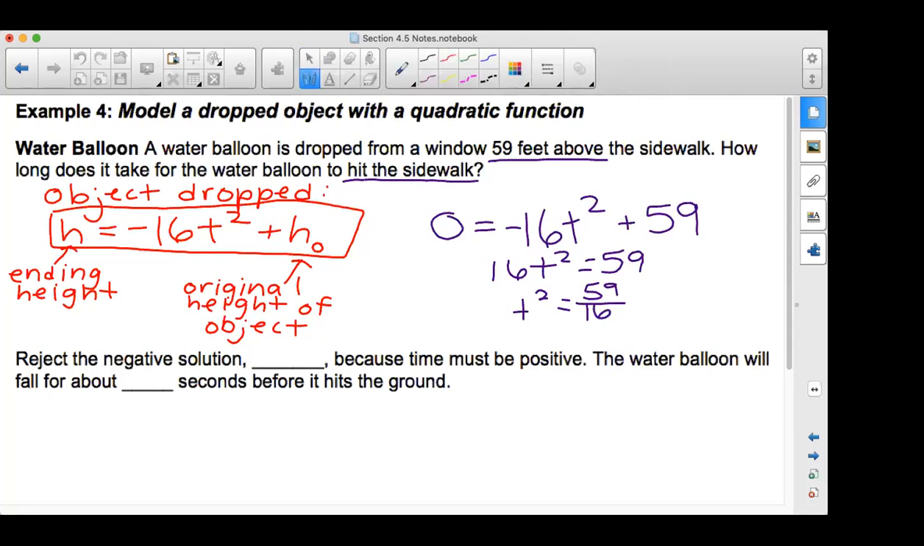We get t equals, can we simplify that, root 59? Any perfect squares? Right, yeah, no. So we have root 59 over what? Yeah. And we have our plus or minus.